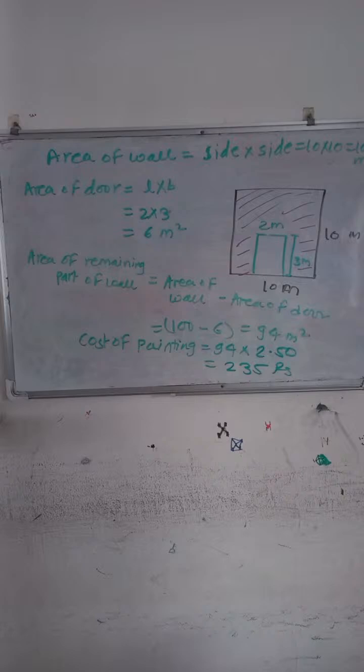I will repeat this question. A wire is in the shape of rectangle. Full stop. Its length is 40 centimeter and breadth is 22 centimeter. Full stop. If the same wire is bent in the shape of square, what will be the measure of each side?